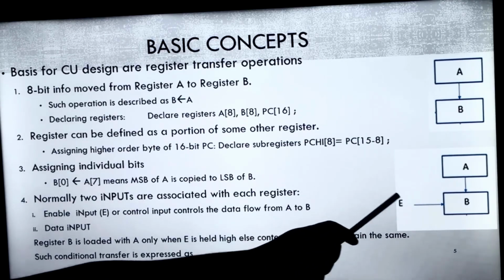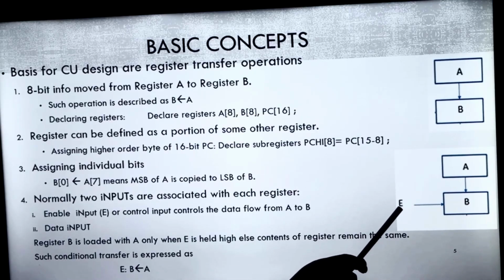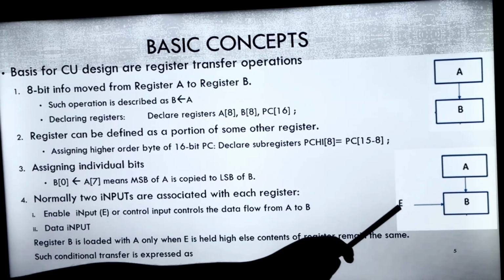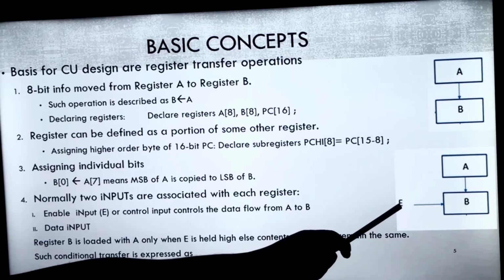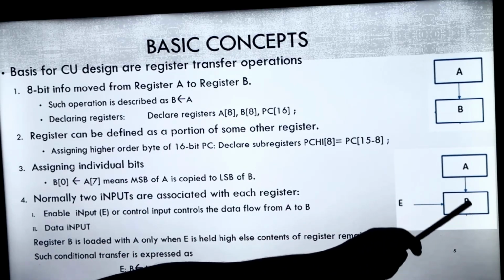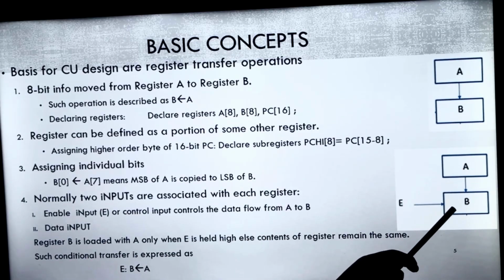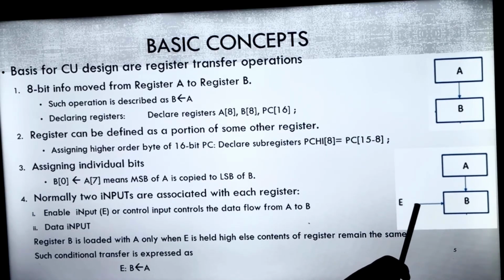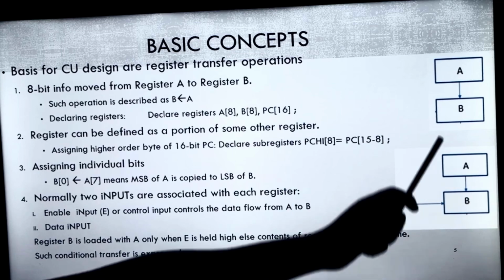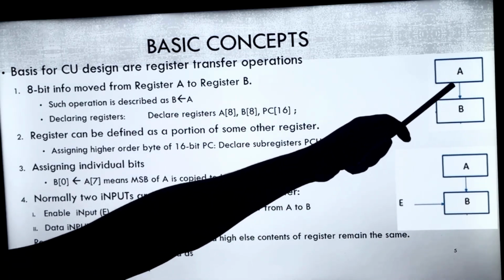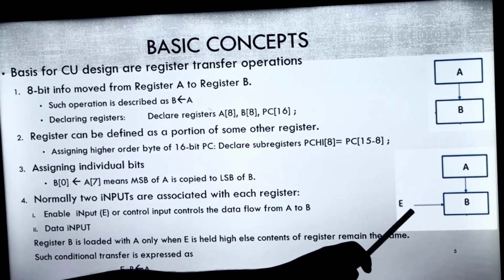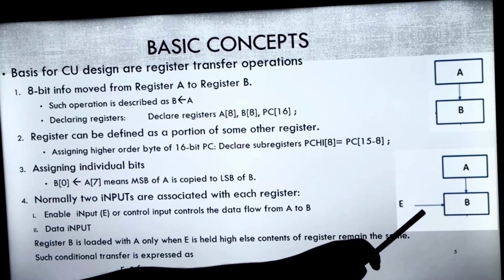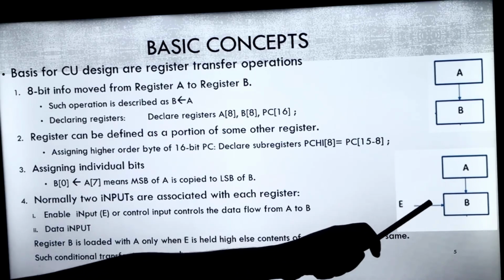What we can do is put an enable input line like this in the B register. So whenever this enable line is 1, the A to B movement will happen, meaning I want to move from A to B if it is 1. If it is 0 then I don't want to copy. It's like a switch. In this diagram every time I'm sending A to B, but here I'm not sending every time. Whenever I make it 1, I'm transferring, otherwise not.